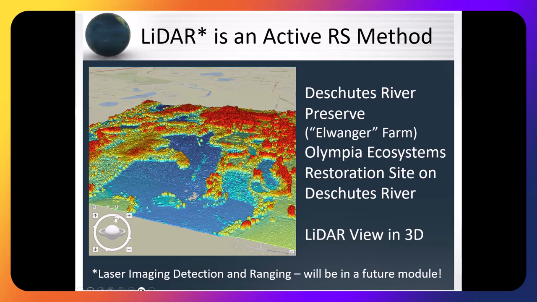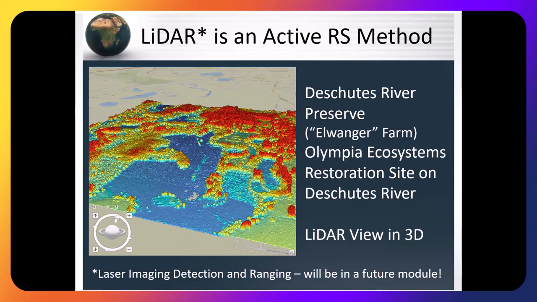This is an area right near Olympia where the Olympia Ecosystems is doing habitat restoration of a former dairy farm. Many of you have seen or been to that property, and some of you, I think, are even doing thesis work in that property. Here's what the property looks like from a LiDAR point cloud. The LiDAR emits lasers onto the surface, measures the laser response time to turn that into maps of elevation change. You can see here the elevation is high where it's red and low where it's blue in this particular rendering.